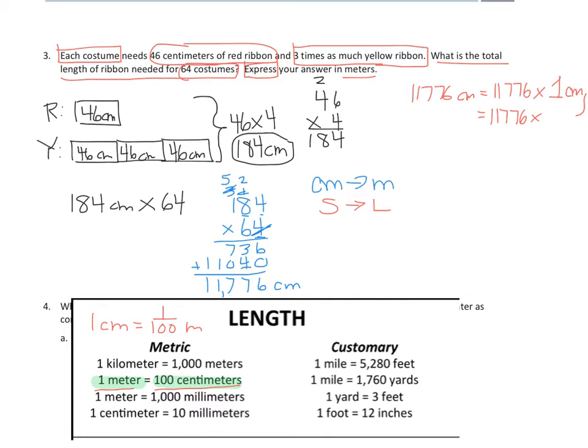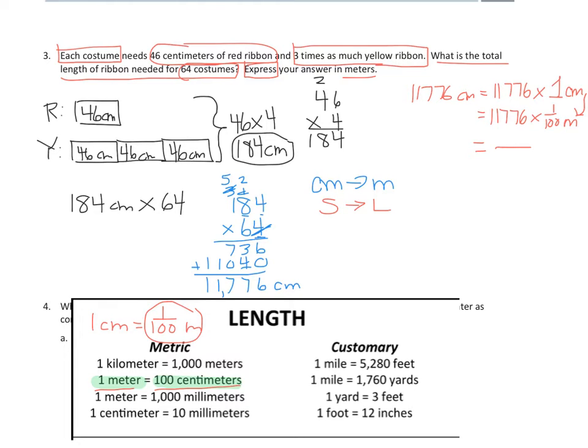Now I'm going to convert. We're converting 1 centimeter into meters. Well, what fraction was that down here? That was 1/100th. So 1 centimeter as a meter is 1/100th of a meter. Now I'm going to multiply 11,776 times 1 over 100, 1/100th.